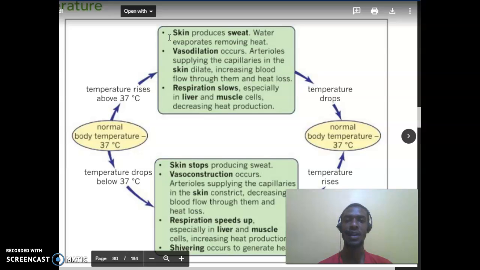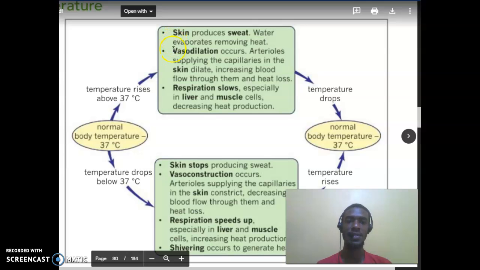So in a warm environment, your skin firstly produces sweat, and sweat contains mostly water, and the water is good at retaining heat, and when we sweat, heat is removed from the body. So sweat carries away some of the heat inside our body.